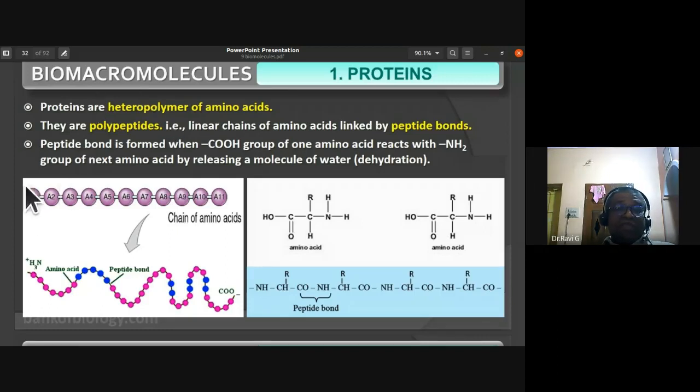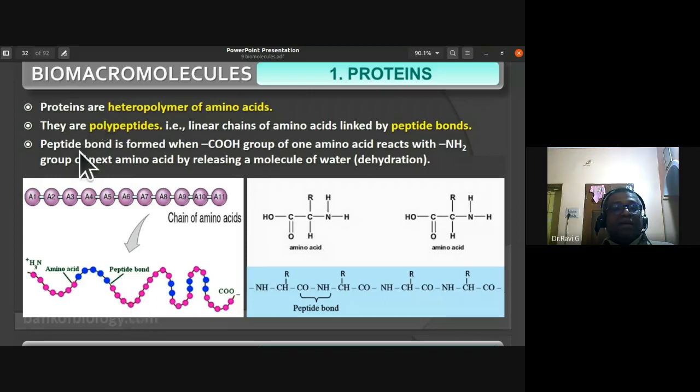If they are made up of the same type of amino acid, we call it a homopolymer of amino acid, or you can just say polymer of amino acids. But proteins are made up of different types of amino acids. That is the reason we use the term heteropolymer of amino acids. So you can notice here different types of amino acids form the proteins: A1, A2, A3, A4, A5, A6. So it's a heteropolymer of amino acids.